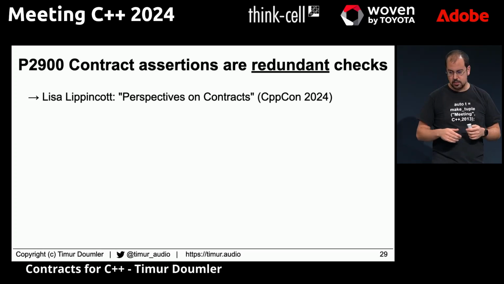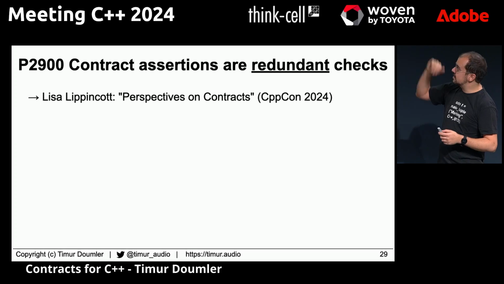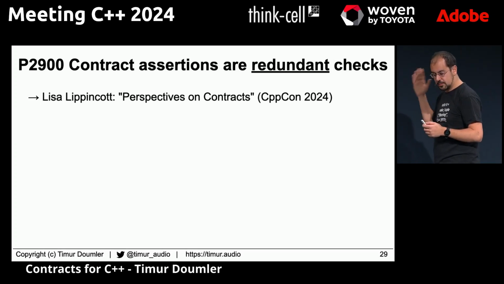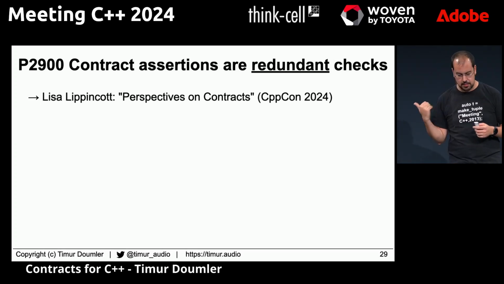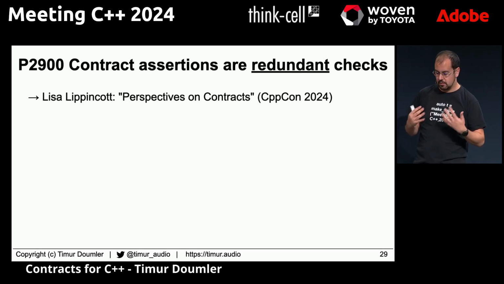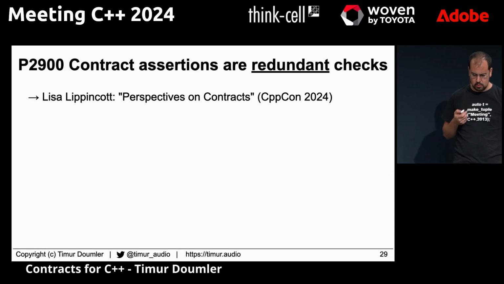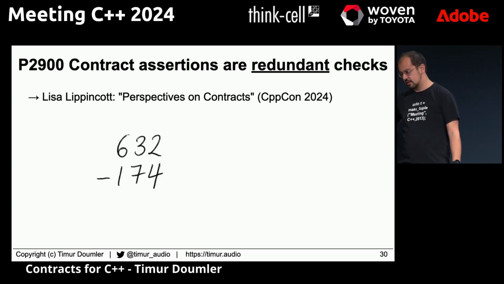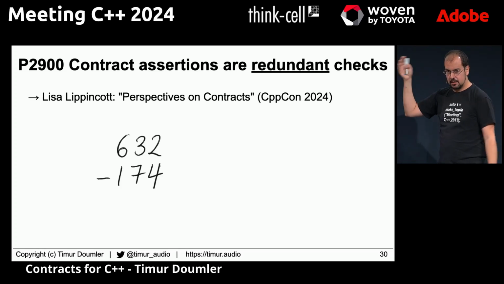So I'm going to explain this with a metaphor that I borrowed from Lisa Lippincott's excellent talk, Perspectives on Contracts, from this year's CPPCon. Just a couple of months ago. I think it's a good way of explaining what we mean by redundant checks. So let's imagine you want to subtract two numbers with pen and paper.